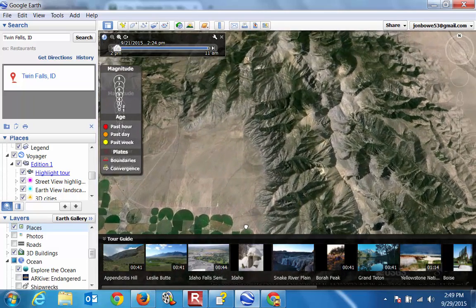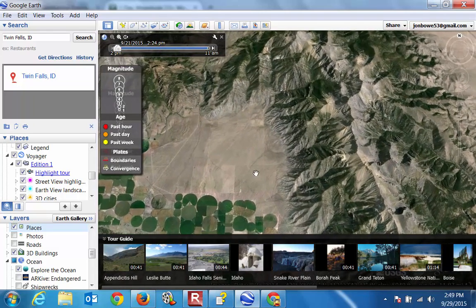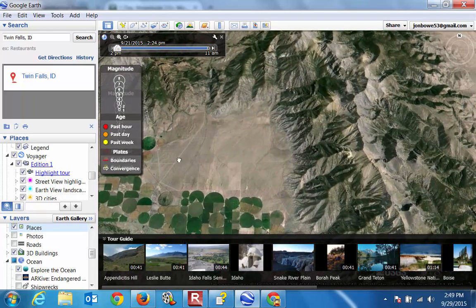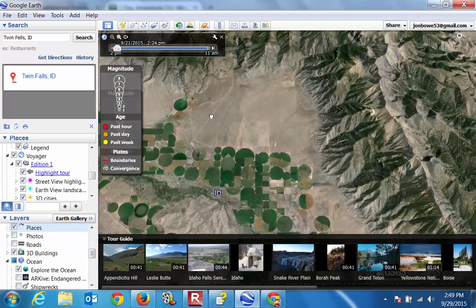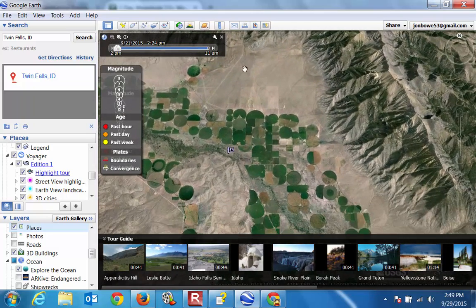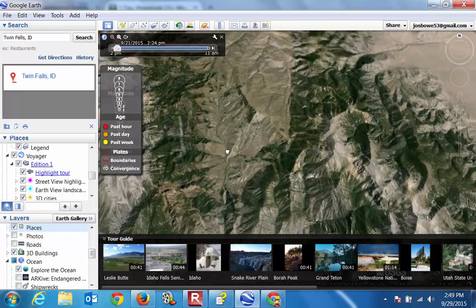Yeah, okay, this is the top, this is the head of the valley right here, and then here's the road coming out. It's further up in here.